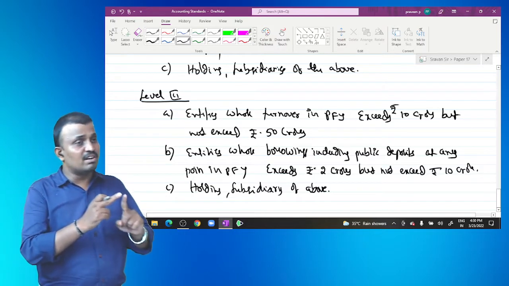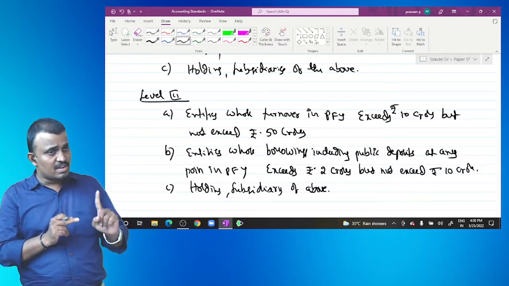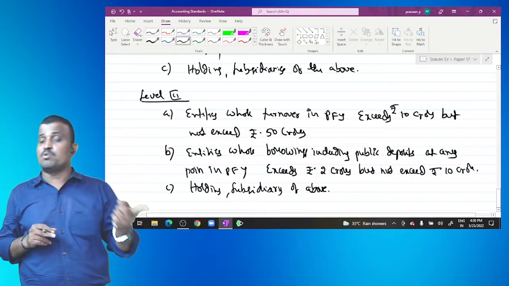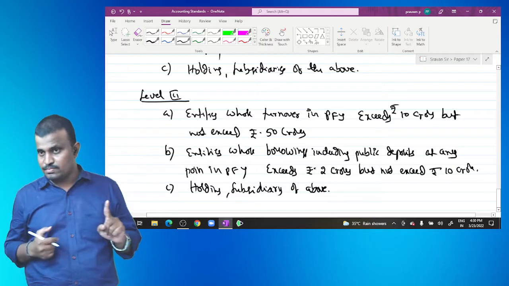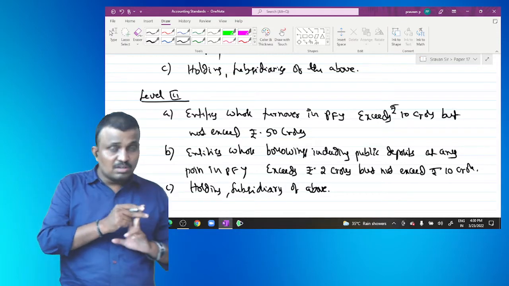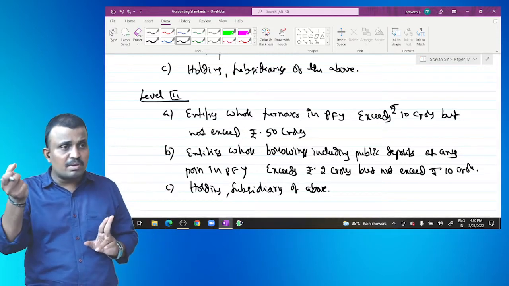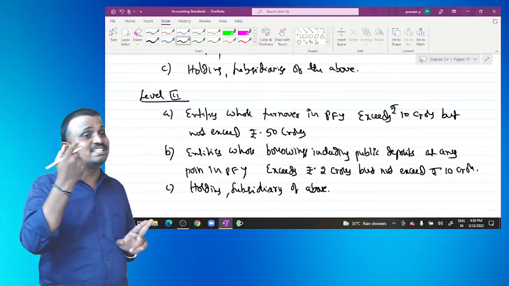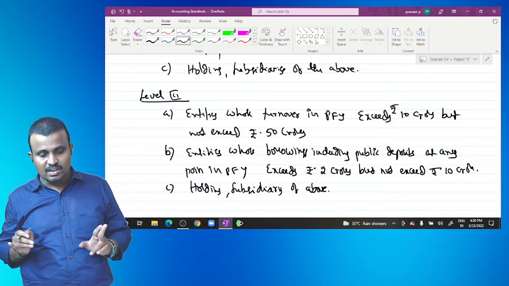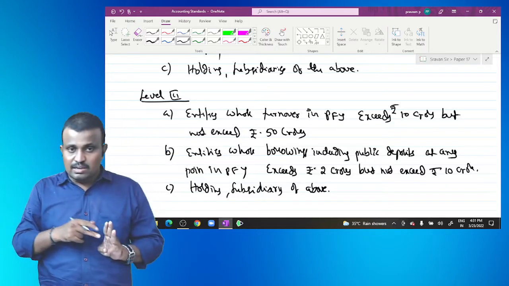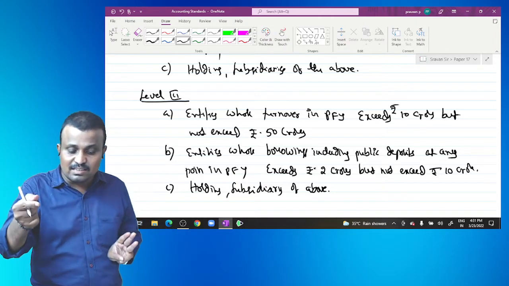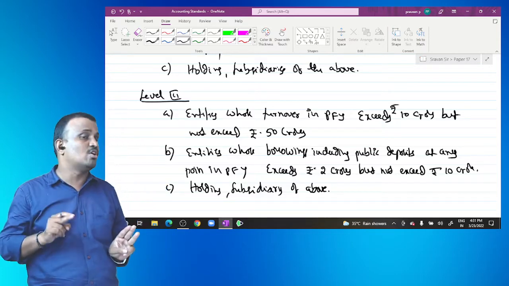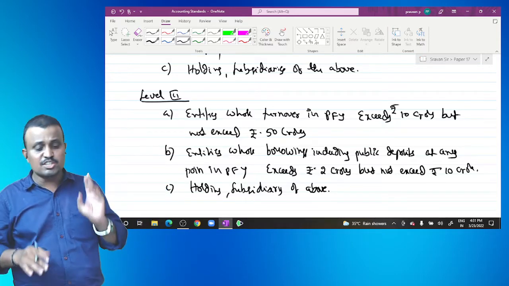So coming to Level 1 enterprises, turnover exceeds 250 crore, borrowings at any point in the previous year exceed 50 crore. Coming to Level 2, turnover exceeds 50 but does not exceed 250, borrowings at any point in the previous year exceed 10 but do not exceed 50. Coming to Level 3, turnover exceeds 10 but does not exceed 50, borrowings exceed 2 crore but do not exceed 10 crore. Said to be Level 3.